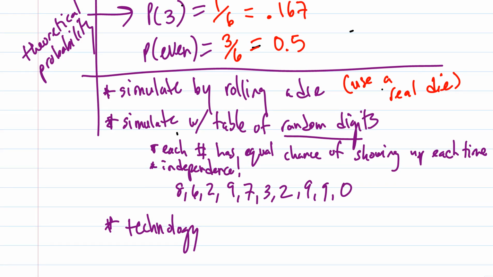This always weirds people out because they're like, there are books with tables of random digits? Yes. This is what we used to do before we had technology to generate random digits, we would have books full of random digits. And for it to be a random digit table, each number would need to have an equal chance of showing up each time. And so then each trial would be independent. So just because there's an 8 here doesn't mean there won't be another 8. There could be, sometimes we get numbers that repeat.